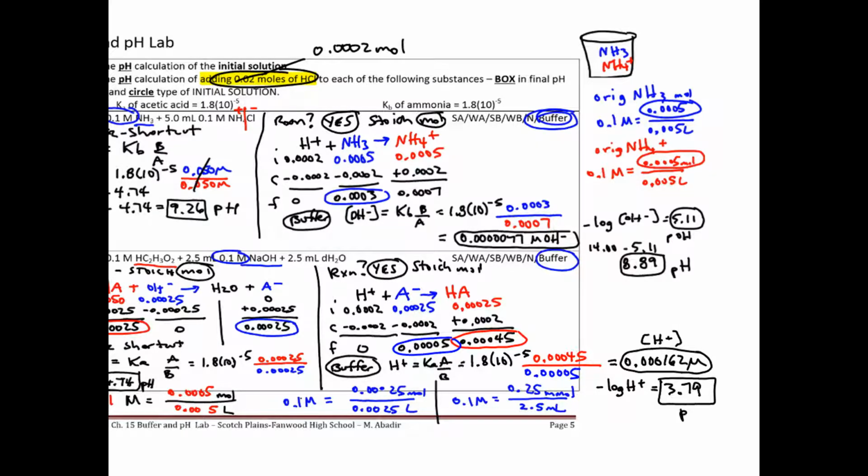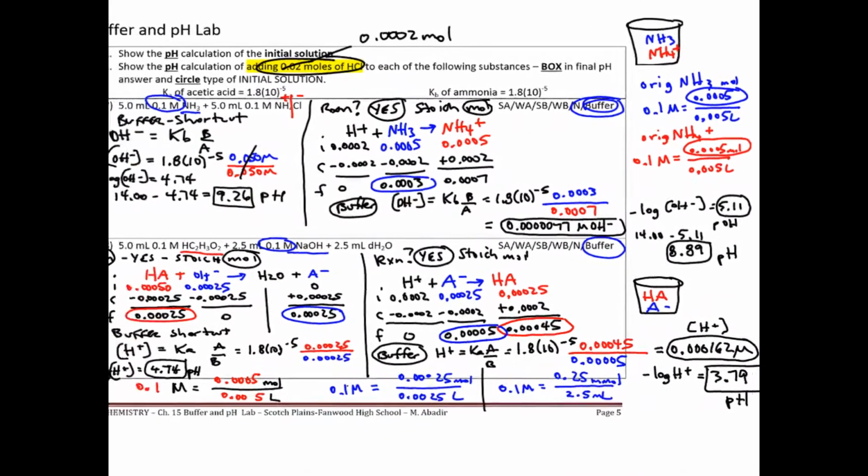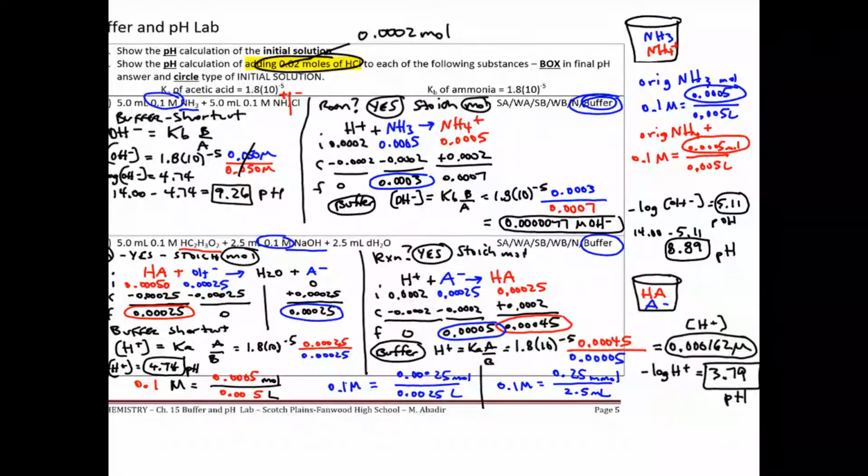Now let's look at this a little more carefully and understand. So first, we didn't wreck our buffer, which is good news, I guess, for a buffer. So you got HA and you got A minus. But look at this pH. This pH is 3.79. We started with a 4.74. So you can see that right here. So we changed by almost an entire pH unit, which is kind of a large change for a buffer.